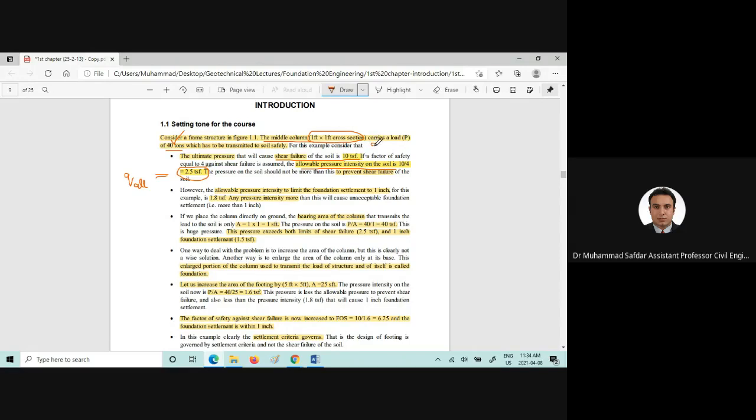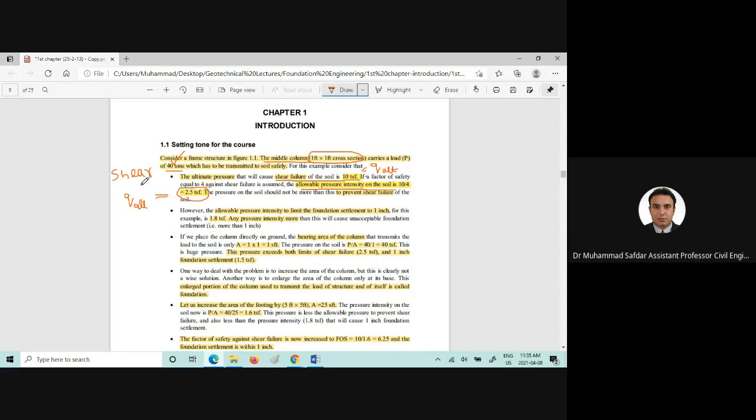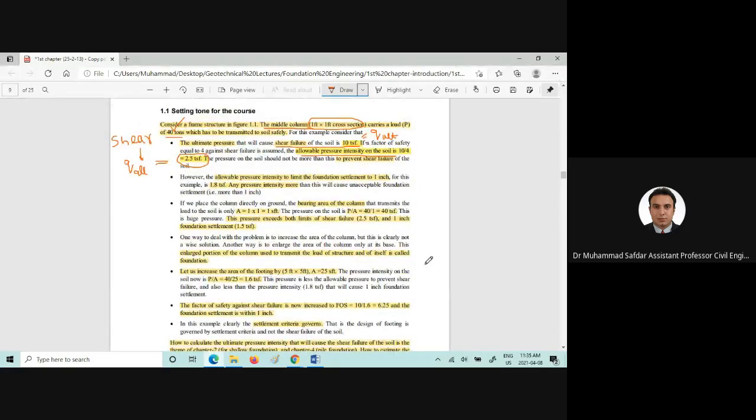However, q ultimate is equal to 10 tons per square foot. This is one criterion which we need to satisfy for the foundation design, which is the shear failure criterion. Okay, this is criterion number one. Please confirm that you can hear. Yes, sir. Yes, sir. Hear you.